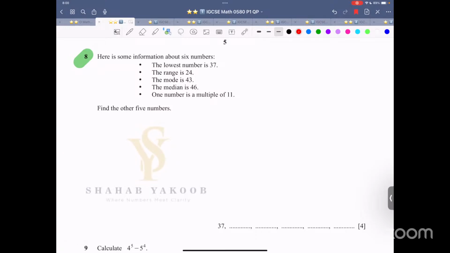Here is some information about 6 numbers. अच्छा जी. So थोड़ा सा उर्दू में भी बात कर लेते हैं, कुछ लोग खुश हो जाएंगे. Here is some information. The lowest number is 37. अच्छा जी, तो चले थोड़ा सा उर्दू में.